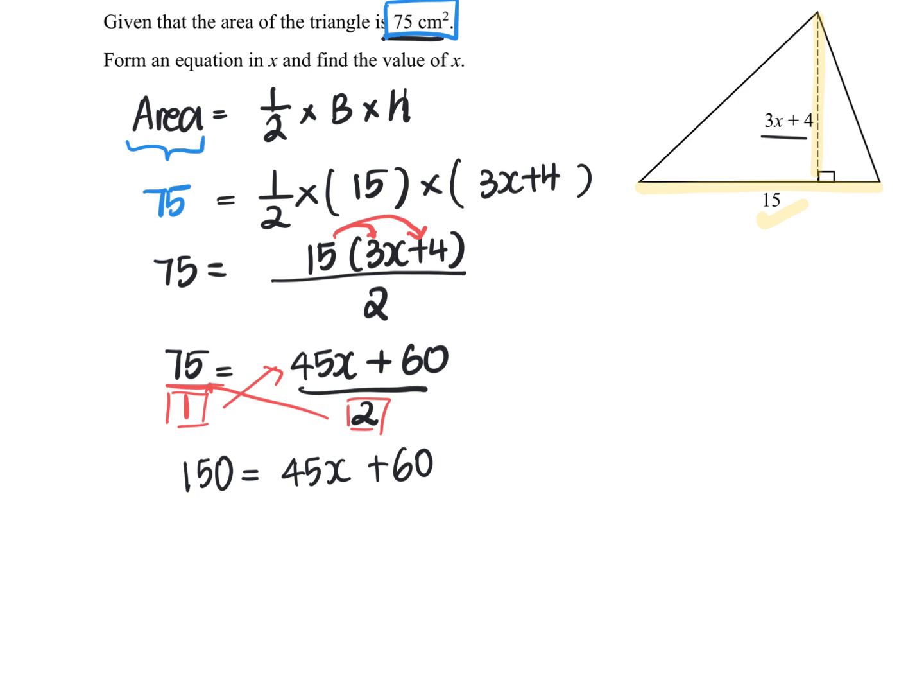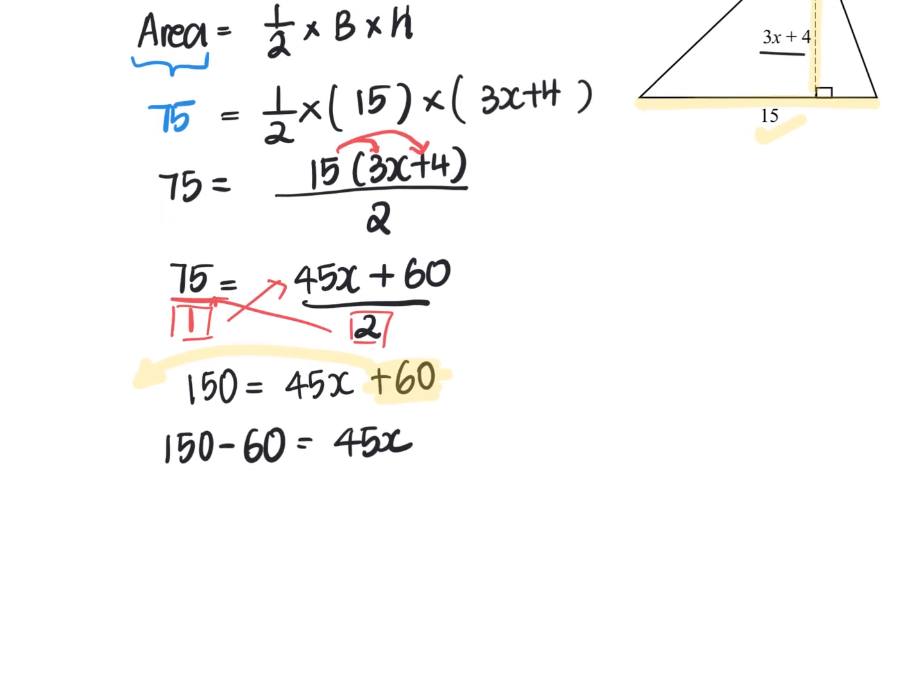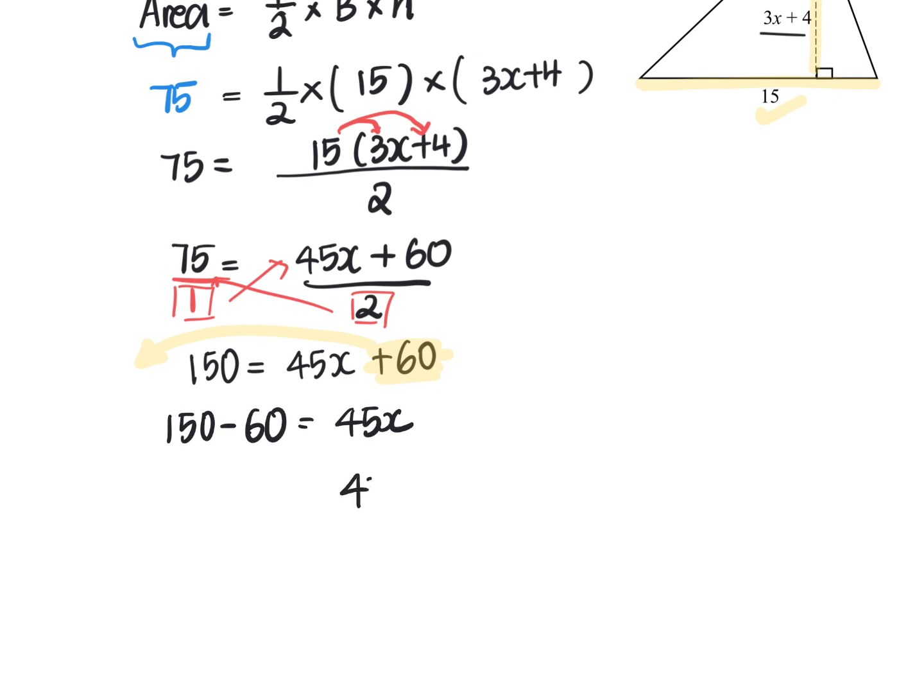How do I get rid of the plus 60? This is plus 60, right? I bring over here will become minus. I'm going to reverse the operation. So this will be 150 minus 60 equals to 45x. Okay? Then after that, 45x is equals to 150 minus 60. That gives me the number 90. I do not want the 45, so I divide by 45 to give me the number 2. So therefore, x equals to the number 2. Okay, have you gotten the answer?